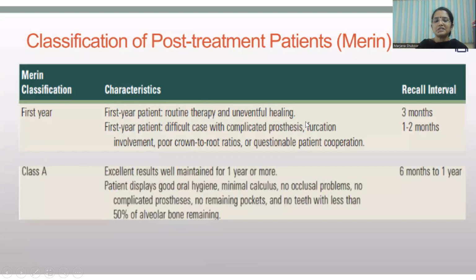Then, after the first-year patient, you can classify the patient as Class A, Class B, Class C. Class A patients are those first-year patients who had excellent results, well maintained for 1 year or more, who display good oral hygiene, minimal calculus, no occlusal problems, no compromises there. All these cases can be called for a recall visit at 6 months to 1 year.